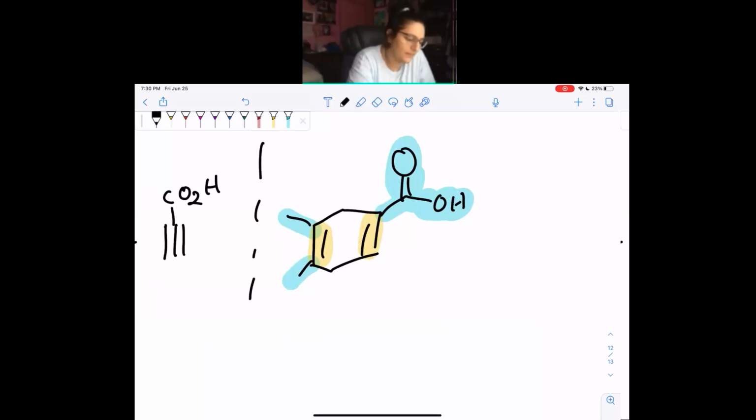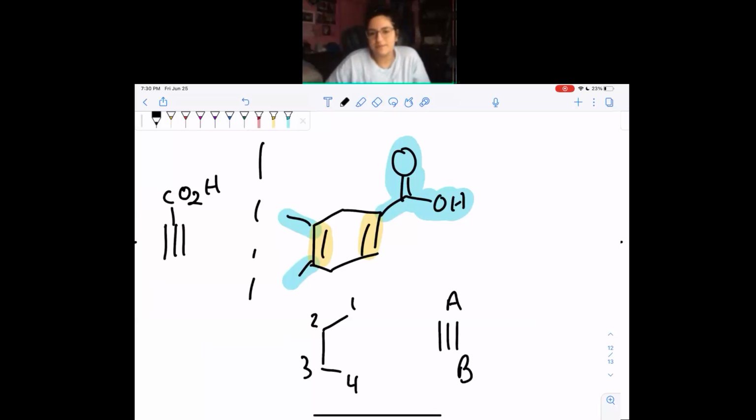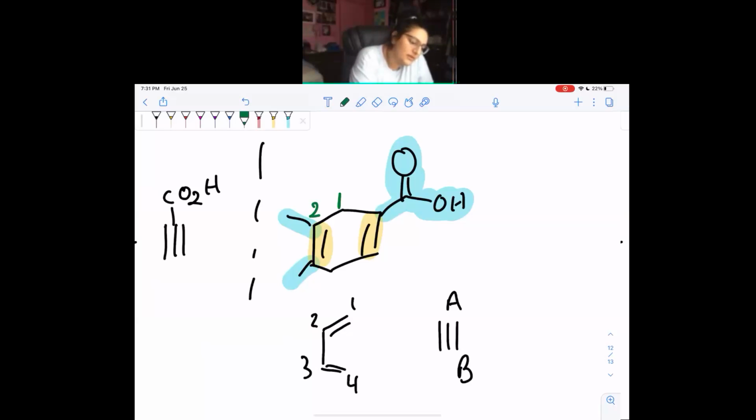So if you don't want to do the circle, we can just go back and number things, right? So we know that our diene is numbered 1, 2, 3, 4. And we know that our dienophile is A and B, right? We know that in our final product of the Diels Alder, the double bond is between 2 and 3. So I know that this is 1, this is 2, this is 3, this is 4. Which would make this one A, that would make this one B.